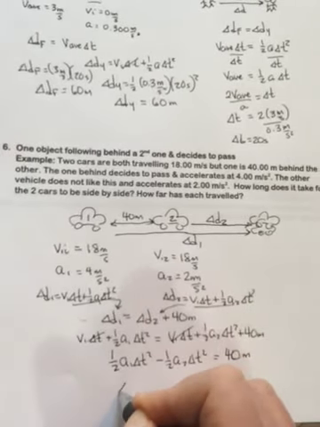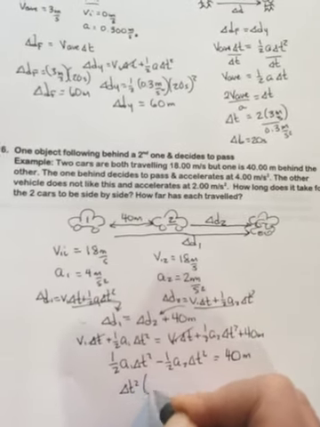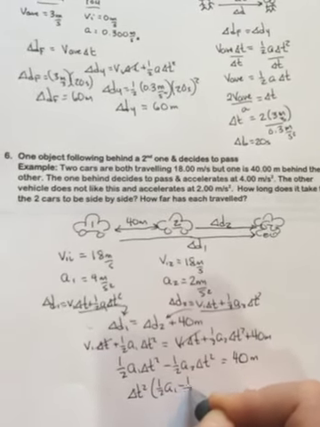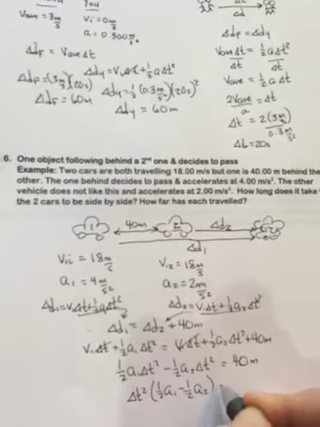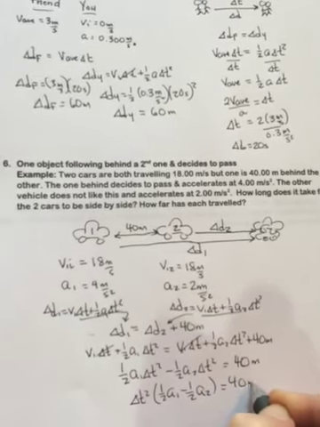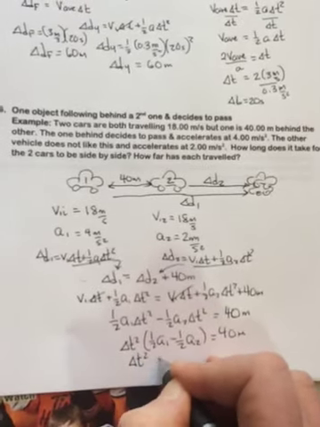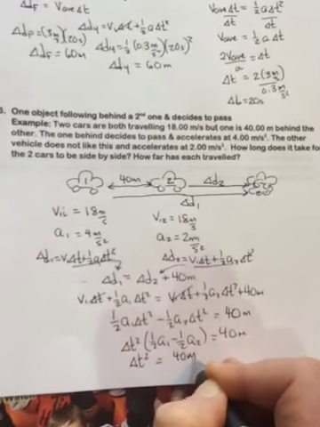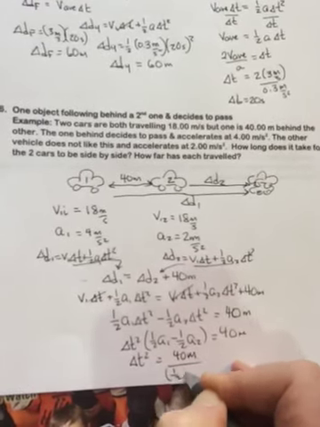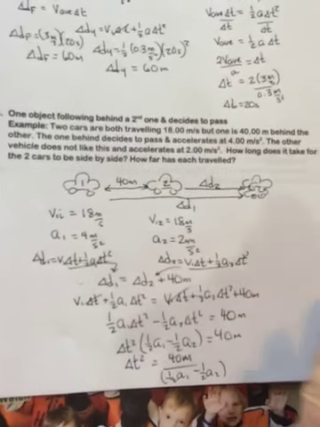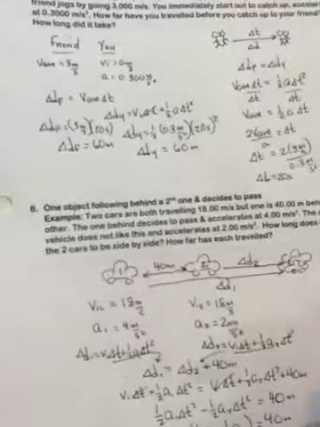And then you could factor out your t squared. So you'll have (1/2 a1 minus 1/2 a2) t squared equals 40 meters, and then divide by the bracket. So t squared is equal to 40 meters over (1/2 a1 minus 1/2 a2), and now fill your numbers in. Okay, so I'll let you finish that one on your own.